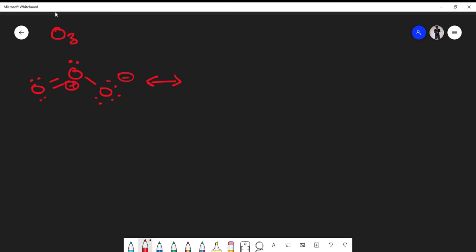Now let's define what a resonance structure is. A resonance structure is pretty much we're just moving our electrons. We're getting the same molecule. It's just a different representation of the molecule with respect to where the electrons are. My overall charge should not change, right? Only electron rearrangement.